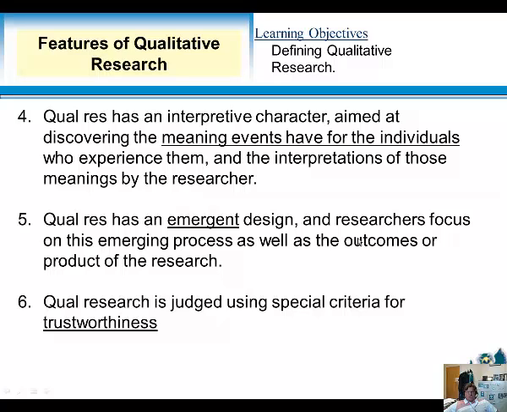Qualitative research is judged using special criteria for trustworthiness, and you'll see this word or concept in the next several slides: trustworthiness. Basically, this is how the quality of qualitative research is judged. Are the findings trustworthy? And there are certain steps and processes that we can take to try and ensure that our study is robust and meets this trustworthiness issue.